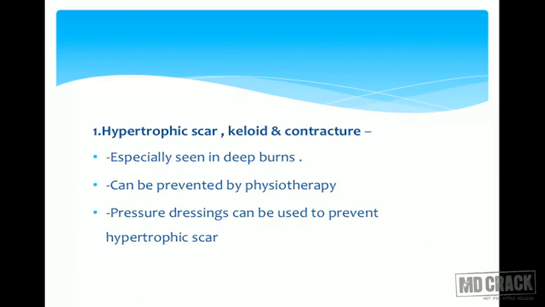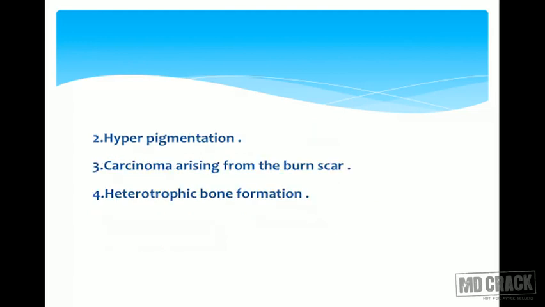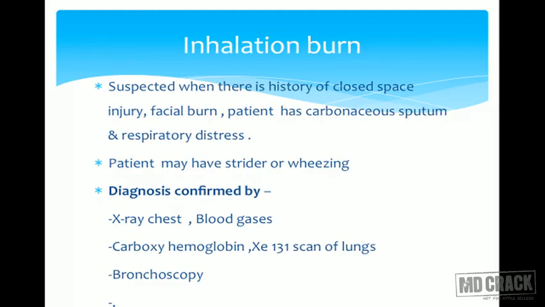Hypertrophic scars, keloids and contractures are seen in deep burns. They can be prevented by physiotherapy and pressure garments. Next, we have hyperpigmentation or carcinoma arising from the burn scar along with heterotopic bone formation in a thick scar. Now we'll see inhalation burns.